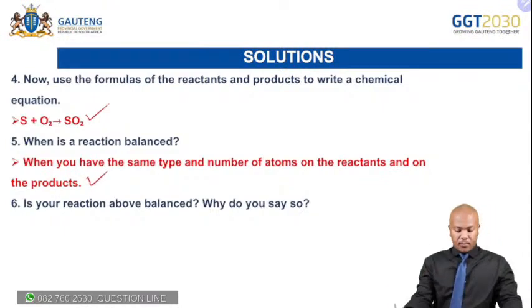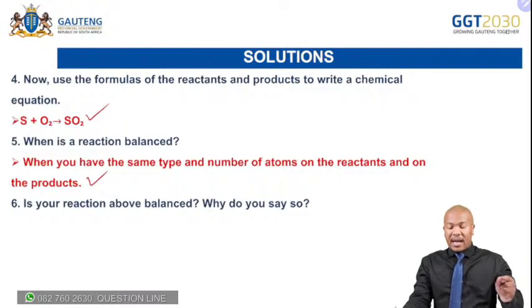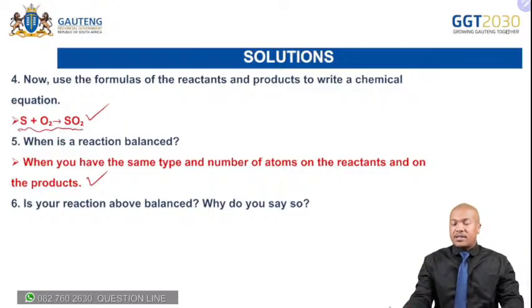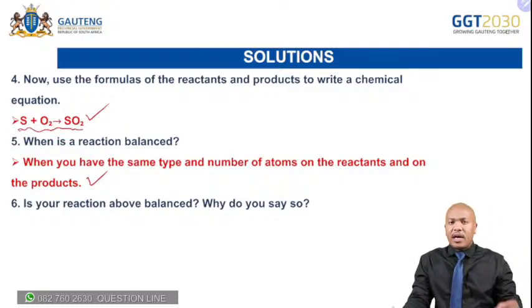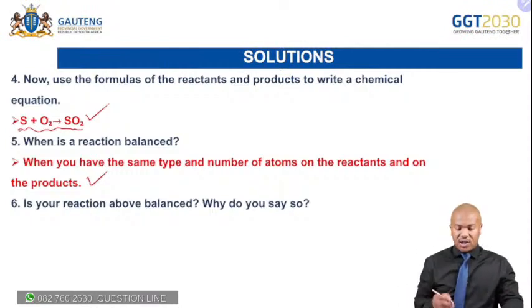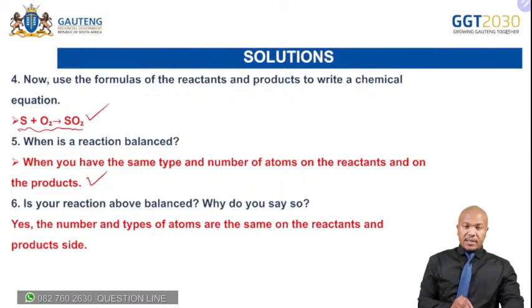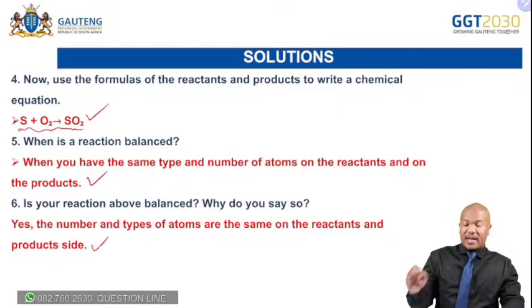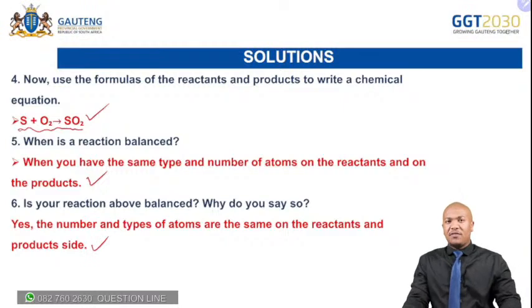Now number 6, is your reaction above balanced? We are talking about this reaction now. Is it balanced? If yes, why do you say so, and if no, why do you say so? Keep on interacting with us and tell us your answers. This is the answer. Yes, it is balanced because the number and types of atoms are the same on the reactants and on the products side. I hope you have enjoyed our baseline activity and we are ready to learn more.